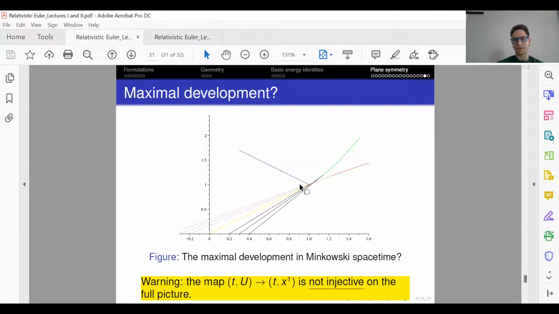And so, philosophically, that's the big reason why you can have non-uniqueness in these kinds of settings, but not for Einstein vacuum equations. Okay.